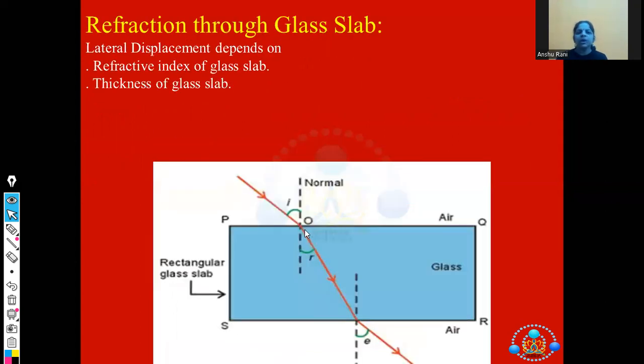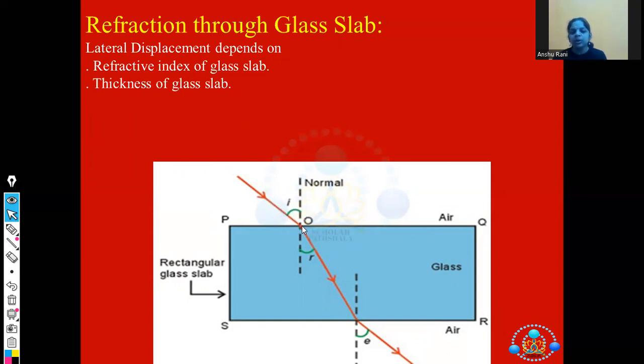Then you have refraction through a glass slab. This is diagram here. It is a glass slab. This is ray of light which is coming through it. Light which is falling on it is called incident ray. Incident ray is making angle of incidence I with the normal.